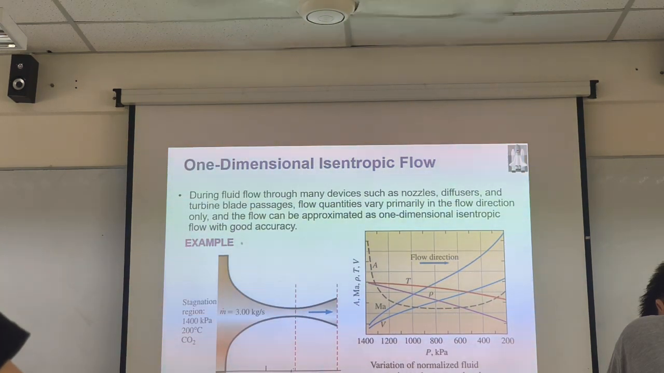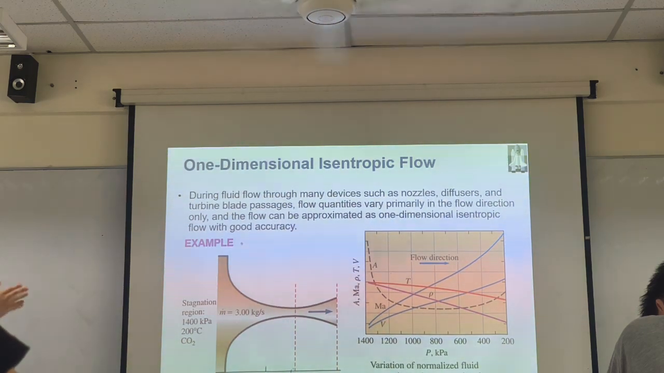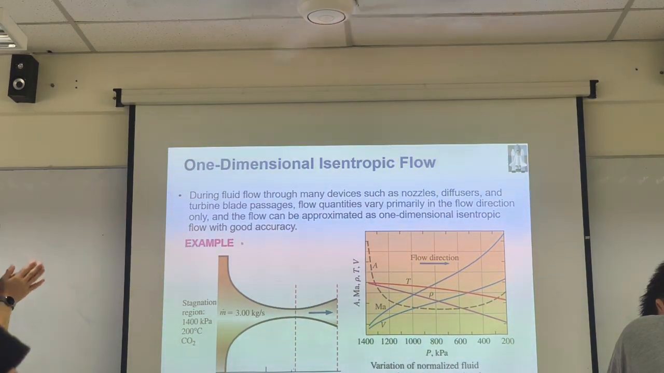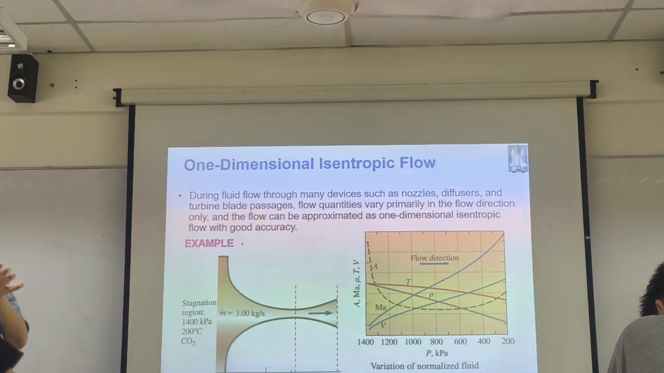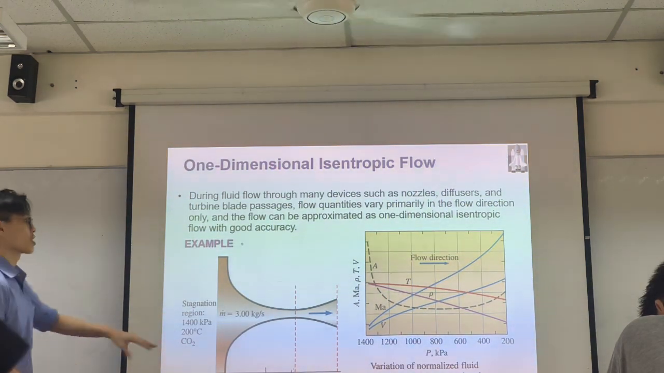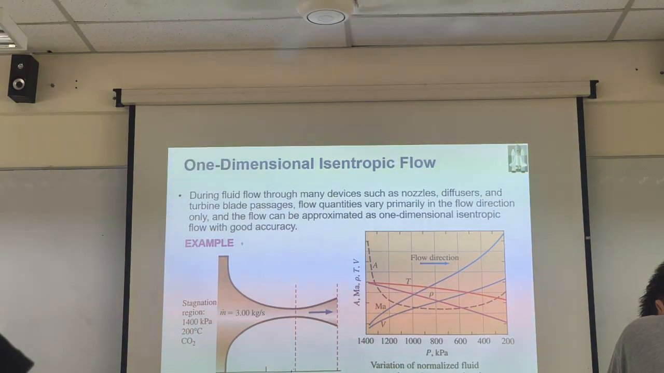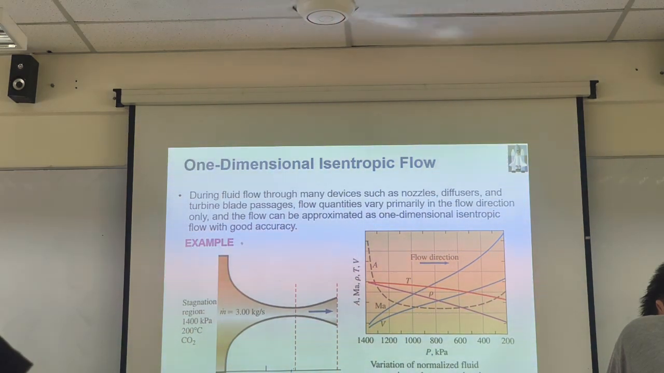Okay, so we look at one-dimensional isentropic flow. During fluid flow through many devices such as nozzles, diffusers, and turbine blade passages, here primarily the nozzle, flow quantities vary primarily in the flow direction only, and the flow can be approximated as one-dimensional isentropic flow.